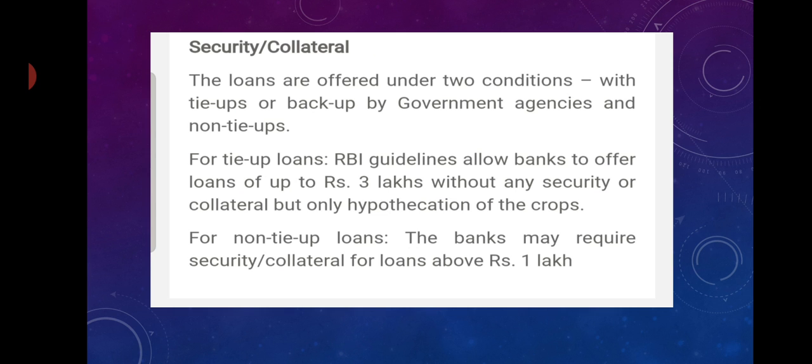The loan is offered under two conditions: tie-up and backup by the government agency, and non-tie-up loans. For the tie-up loans, the RBI's guideline allows the bank to offer the loan up to 3 lakh rupees without any security or collateral, but only the hypothecation of the crop. Means under the RBI's guideline, always remember the crop loan up to 3 lakh rupees is provided without any mortgage.